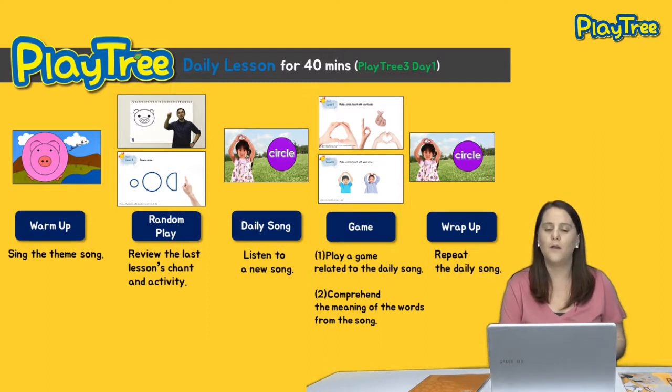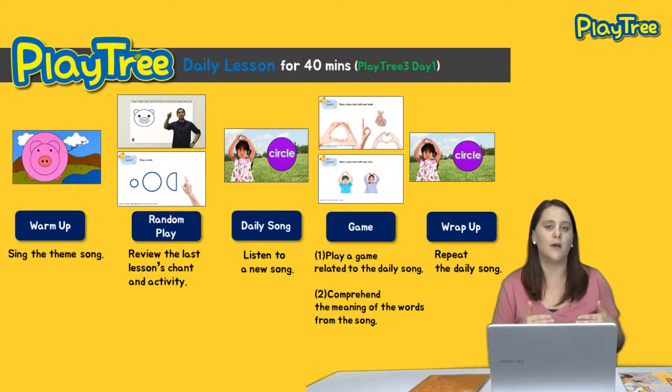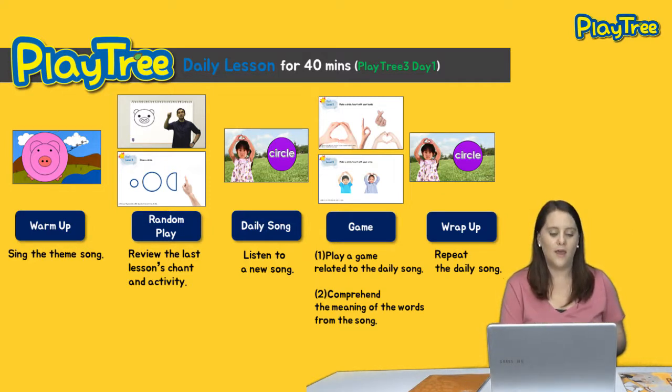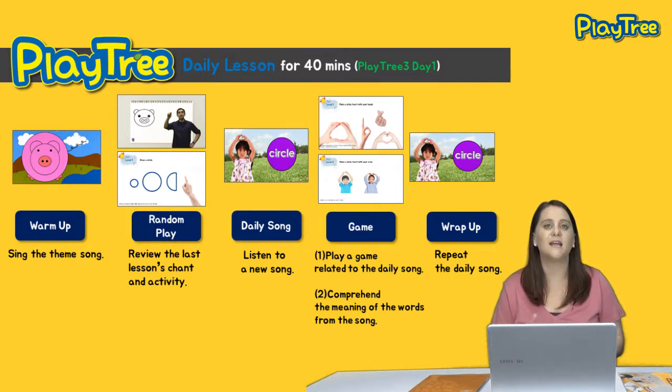With the warm-up, you're going to sing the theme song with the kids. The kids should be very active during this time because they're warming up for the class. They're starting to learn the basic concepts they're going to learn this month through this song. Then you're going into random play. Random play is a review of the chant as well as an activity to really drive home those basic concepts that they've been exposed to in the warm-up song.